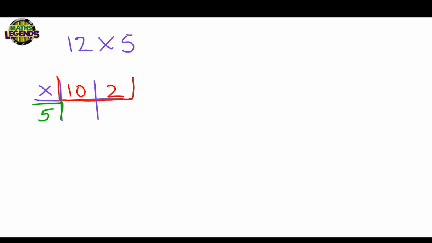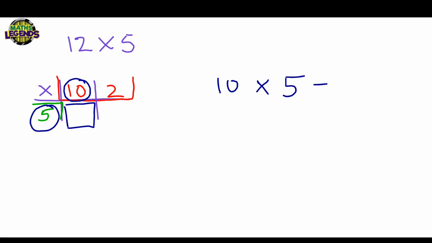And what we're going to do is fill in the boxes. So for example, this box here, we're going to multiply the number that's above it in the red section, so that's 10, and the number to the left of it in the green section, which is 5. Now 10 times 5 is 50. So we're going to put 50 in this box.